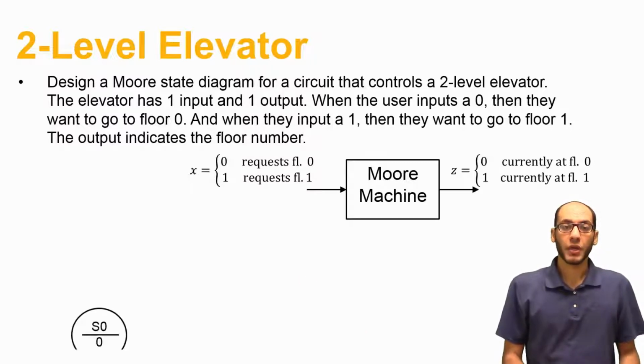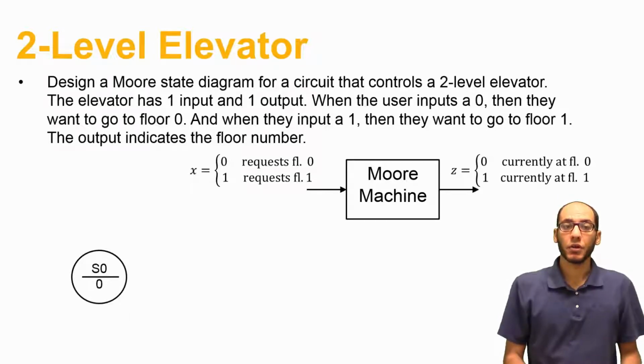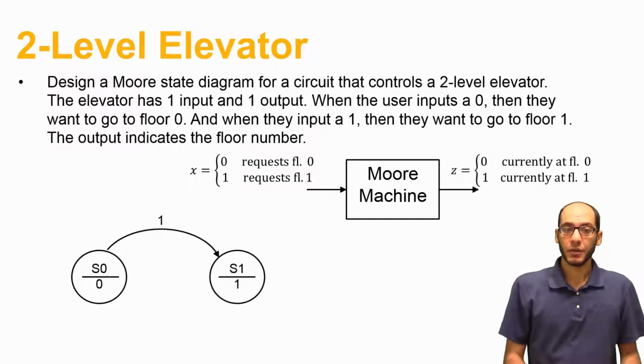So how do you do that? We start with a state called S0, and it represents being at level 0. Definitely the output is going to be 0 at that particular state because we are at level 0. So what if I receive an input of 1? An input of 1 means that the user is requesting to go to level 1. So I have to create another state and call it state S1. In that case, the output of that state is 1, indicating that we are at level 1 at the moment.